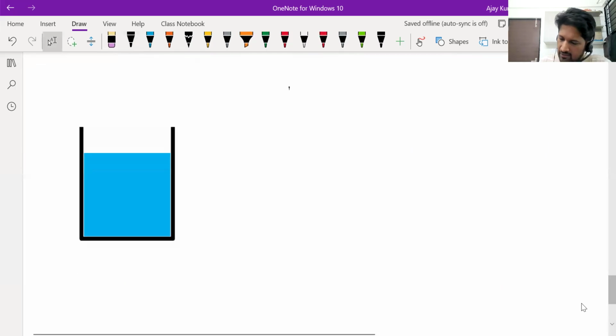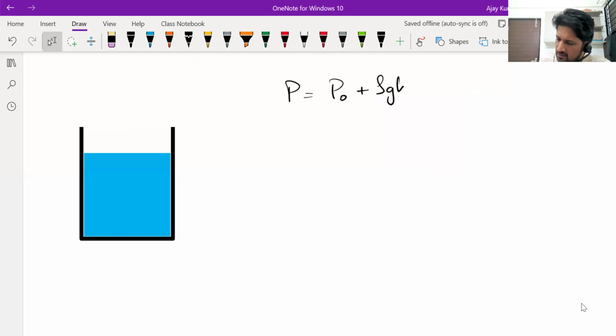How did we derive pressure at a depth, P is equal to P naught plus rho g h? We knew the pressure at the upper surface. Then we considered a point where we wanted the pressure. Between these two points, a point where we know the pressure and a point where we want to find out the pressure, we visualized an element of the liquid. Then we wrote the forces acting on that element.